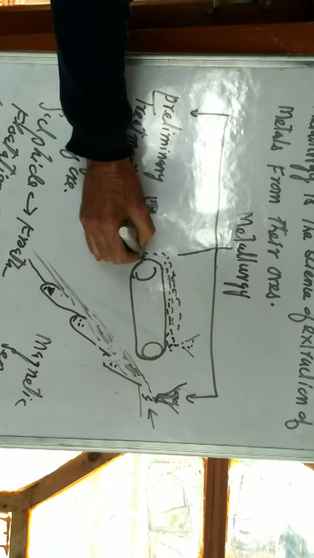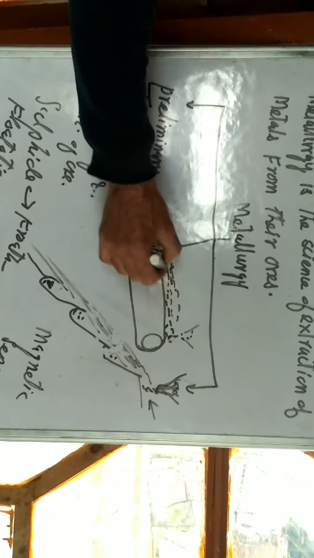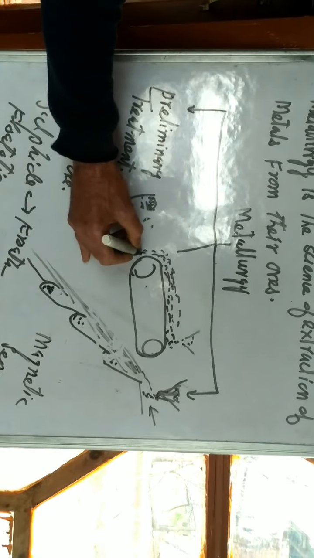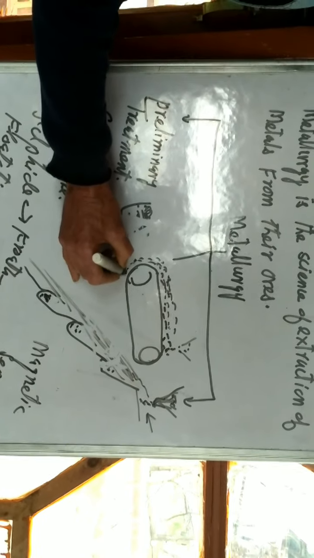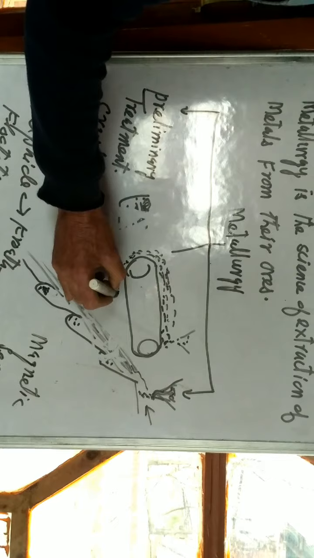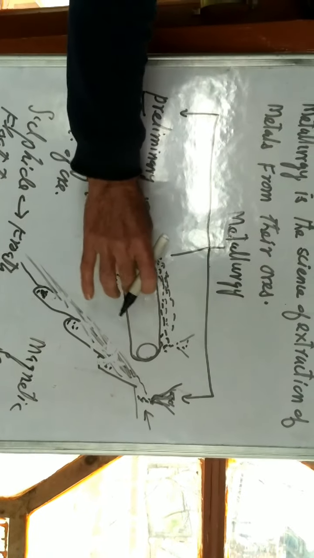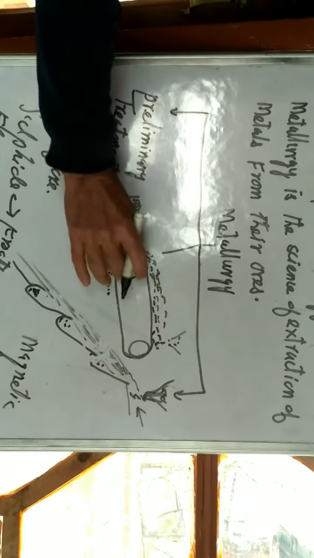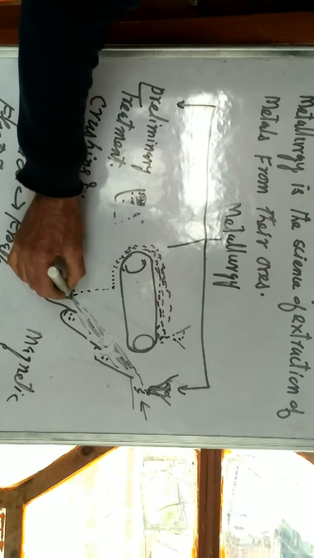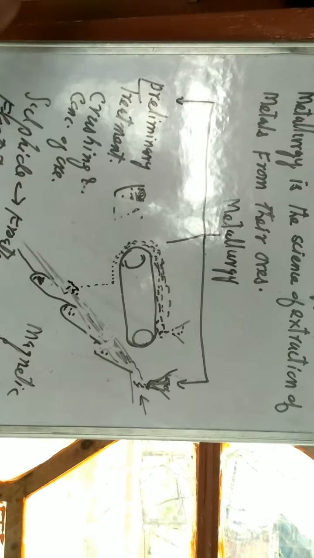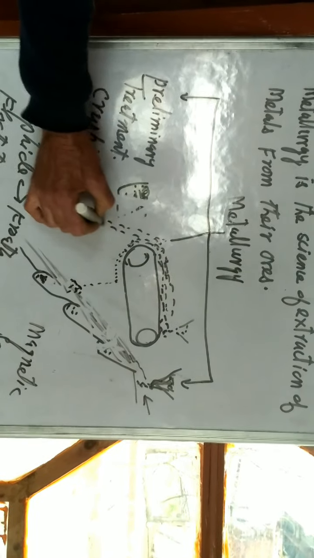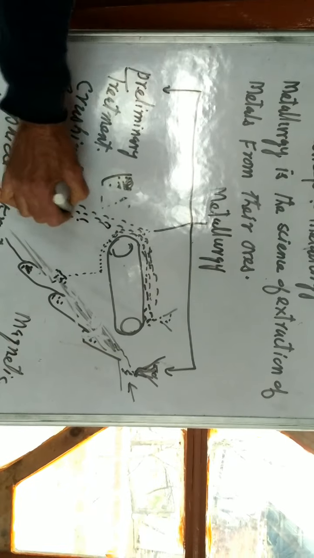When it reaches here, since the ore particles are magnetic, they are attracted by the magnet. Here they move like this along this side. Then when the magnetic force becomes weaker, as the distance from the magnetic roller increases, they fall down in the form of a separate heap, whereas the non-magnetic gangue falls here simply in the form of a separate heap.